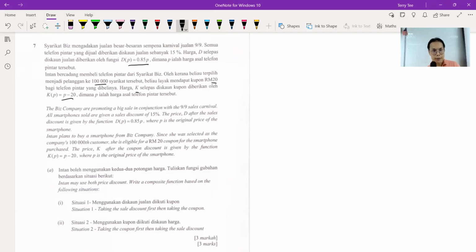So Intan boleh menggunakan kedua-dua potongan harga. Tuliskan fungsi perubahan berdasarkan situasi berikut. So the first situation, situation 1, menggunakan diskaun jualan diikuti kupon. Okay, remember, you can use discount; your discount function D(P) is 0.85P. You can use coupon, K(P) equals P minus 20. But you can use whichever first, right? In situation 1, that means D first, followed by K.